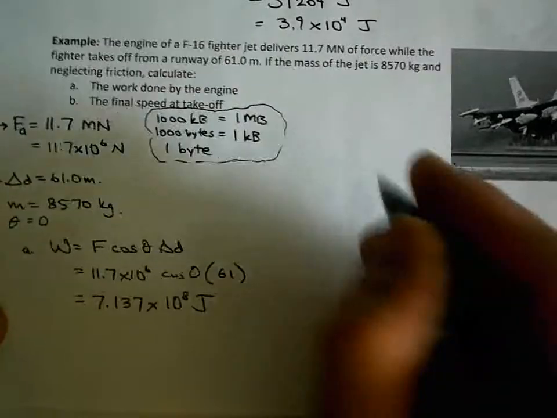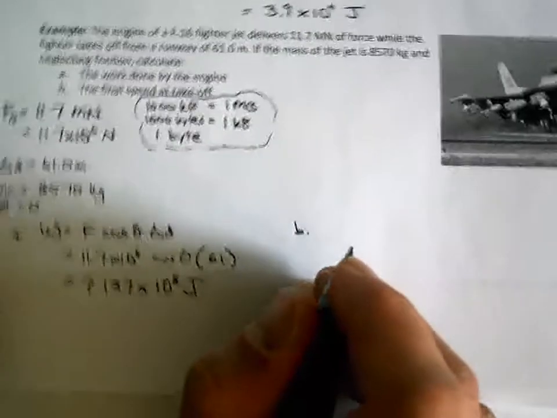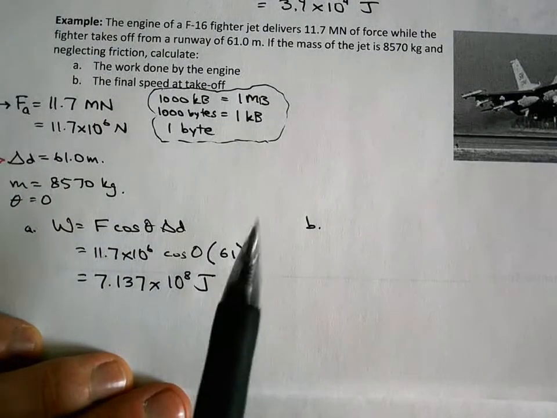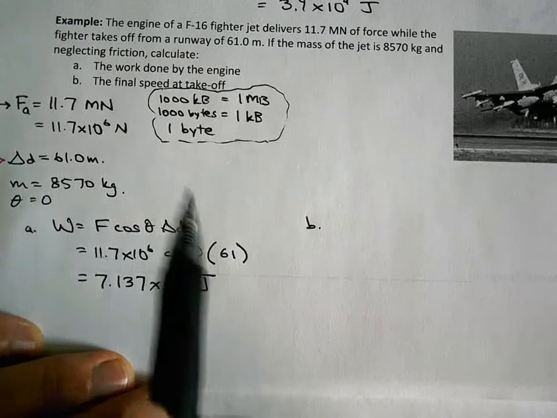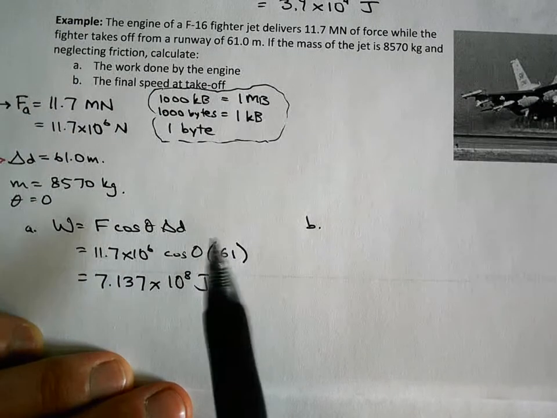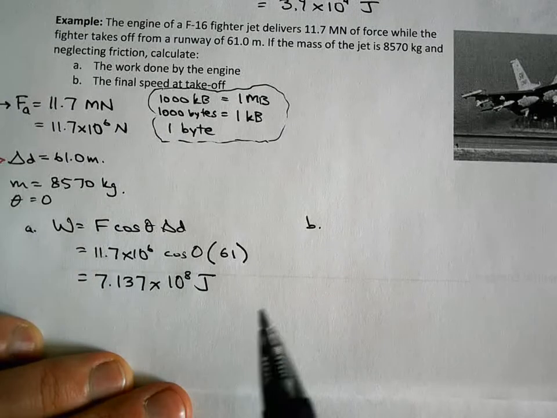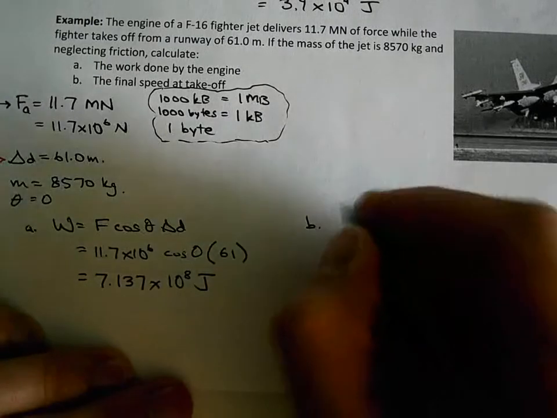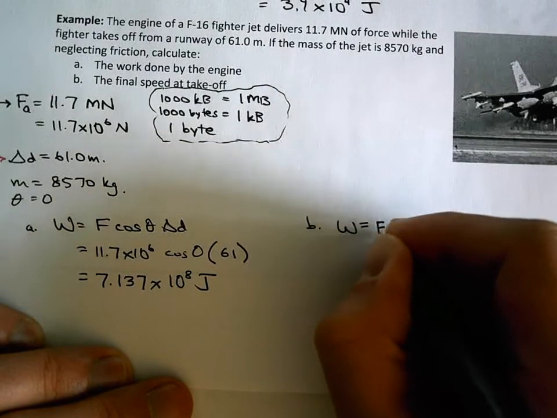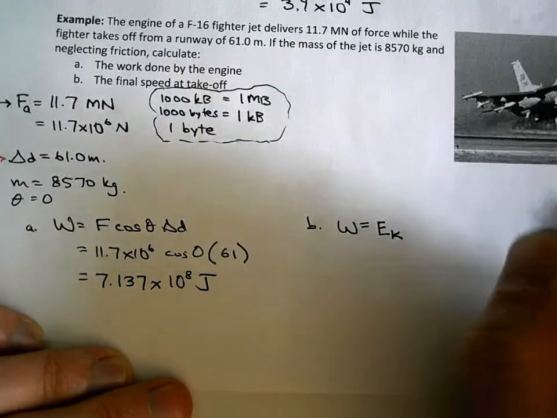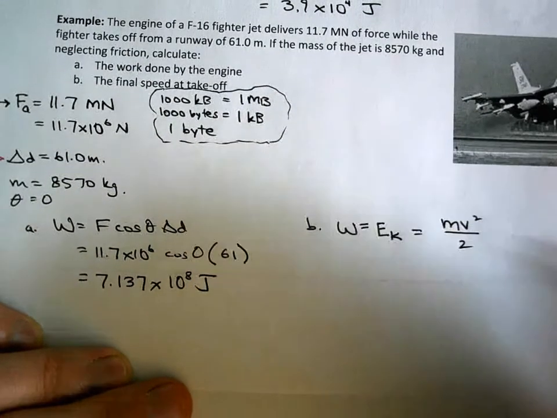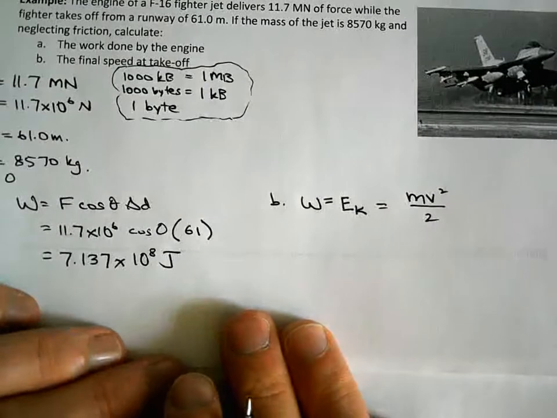Now, the final speed at takeoff. This is getting a little bit ahead of us. It's setting us up for our next lesson, which is on conservation of energy. But the work done by the engine is all given to the plane, and it's transferred to the plane to make the plane go fast. So the work done on the plane is turned into kinetic energy, and we're going to use the formula for kinetic energy to figure out what the max speed is.